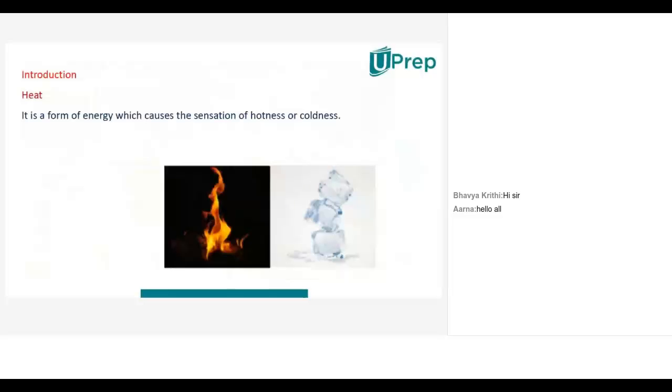Suppose I touch one object. Now what happens? You can feel whether it is hot or cold, isn't it? Suppose you touch your desk or wherever you are sitting in front of you. Maybe you are seeing this class on a laptop and you are keeping the laptop on a table, and you touch the table now. All of you touch it and tell me how you are feeling it.